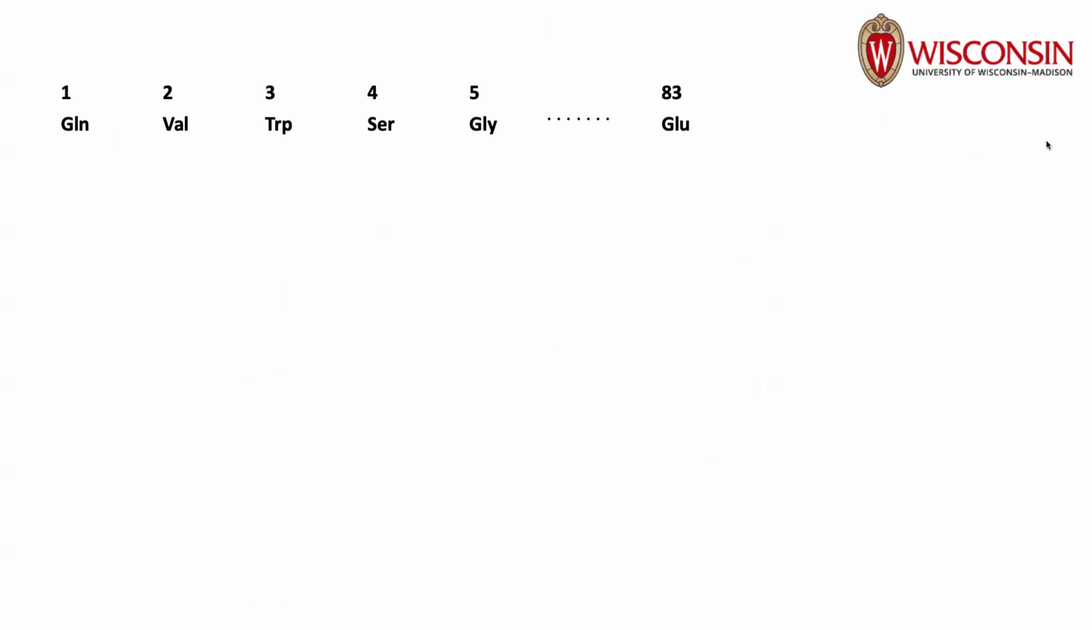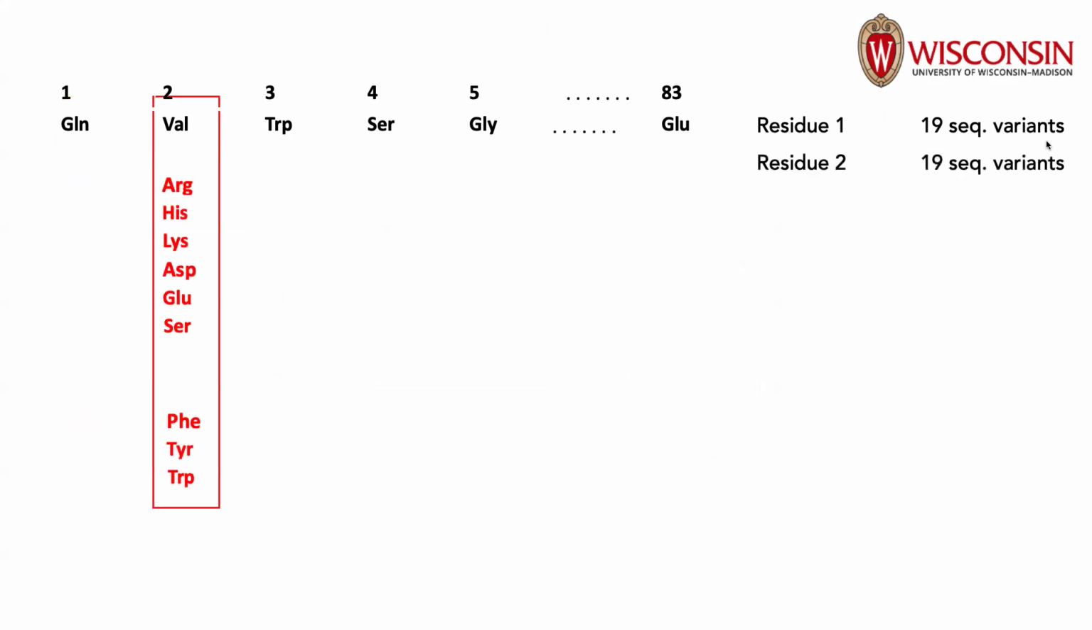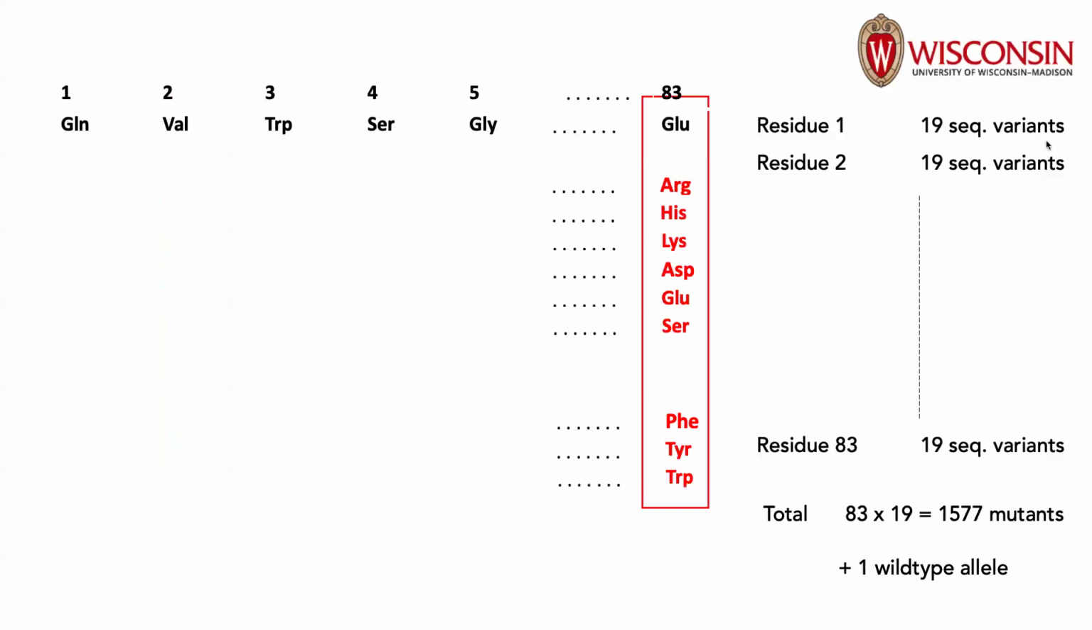And so the way this would look is as follows. So let's say this is amino acid 1 through 83. You would have 19 sequence variants at position number 1. You have another 19 sequence variants at position number 2, and so on, all the way up to 83, and you sum them all up with the wild type allele, and then you have 1,577 variants, right?